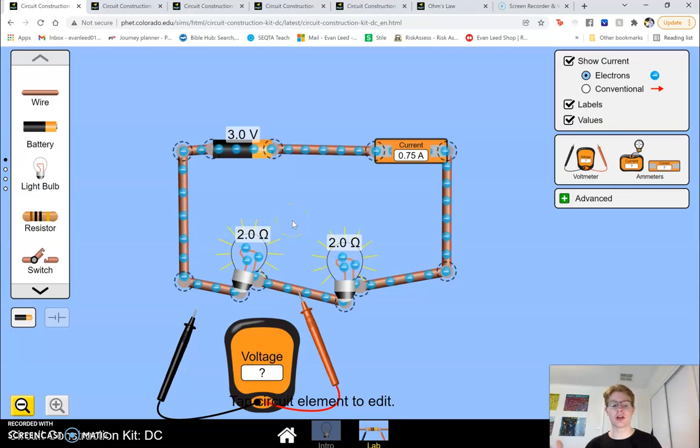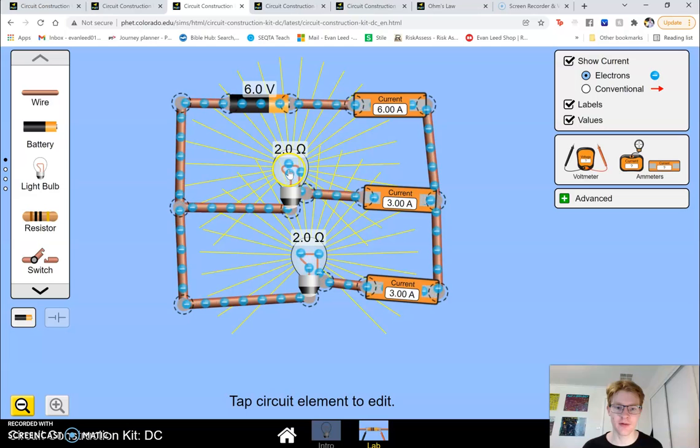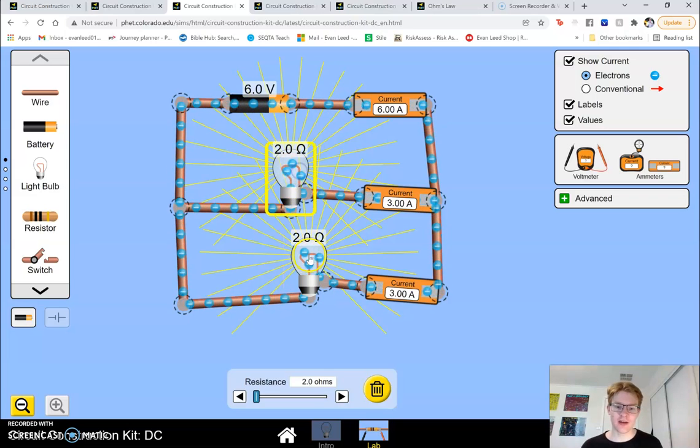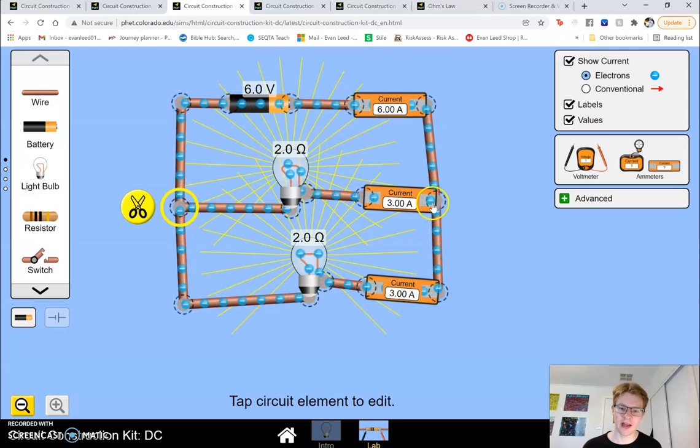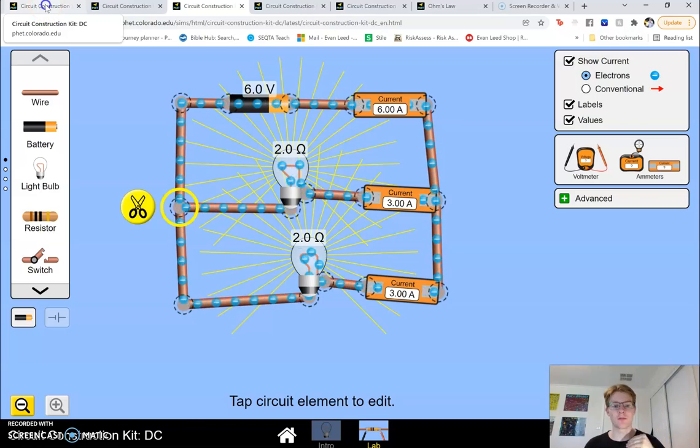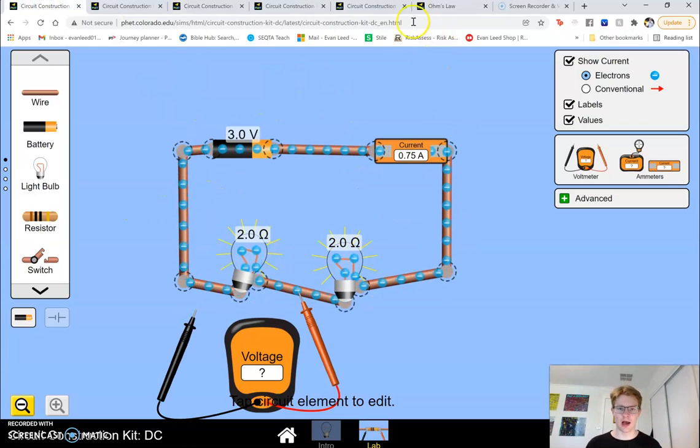Now there's another way I could have added in a second light bulb. And here's one I prepared earlier. I could have added it like this, where I build a separate branch and I put the light bulb in that separate branch, okay? So that's the difference between a series and a parallel circuit. Parallel, they're two different branches. Series, they're in a row.